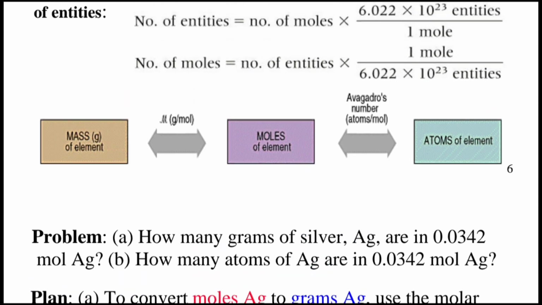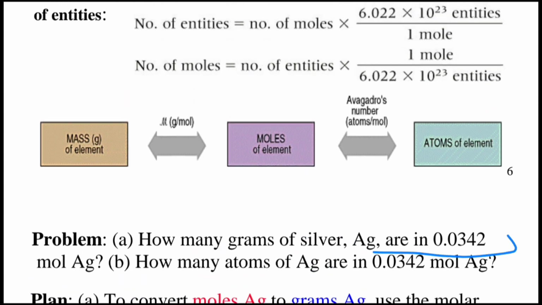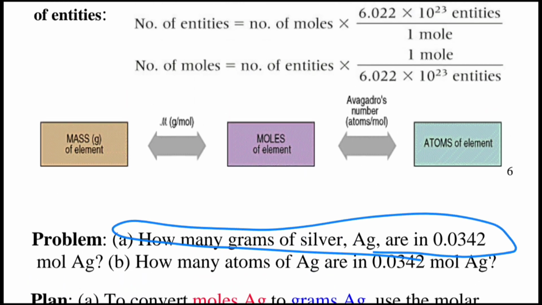Problem here: how many grams of silver, Ag, are in 0.0342 mole? Calculate this by yourself. How many atoms of Ag are in 0.0342 mole of Ag? Okay, calculate these.